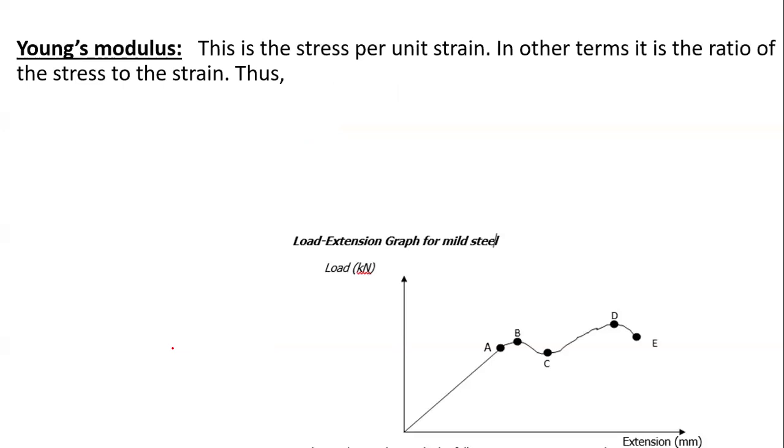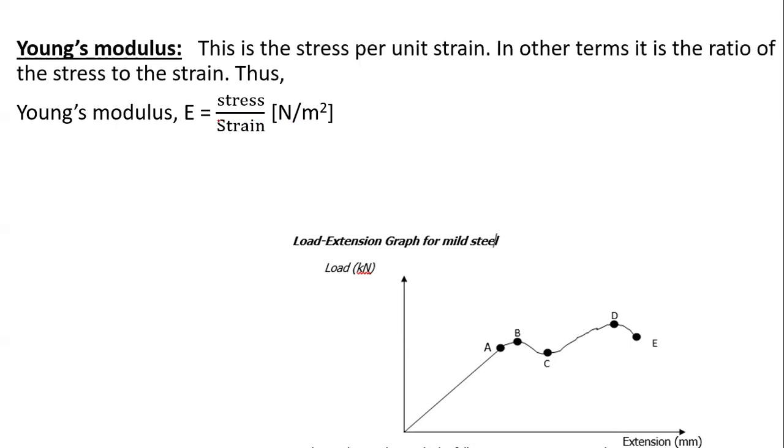So then, how do we put them together? Young's modulus brings together both stress and strain, because Young's modulus, represented by letter E, is the stress per unit strain. Oh, by the way, nothing connected to my name. It's E for Young's modulus, not for Ernest. E equals stress over strain.